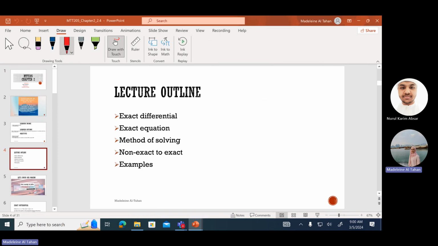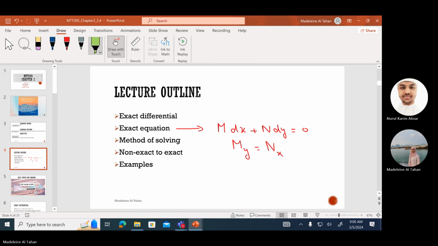To say that a certain differential equation is exact, first, how should we write it? It should be M dx plus N dy equal to 0. What's the condition? M_y equal to N_x. So if it satisfies this condition, then it is an exact differential equation.